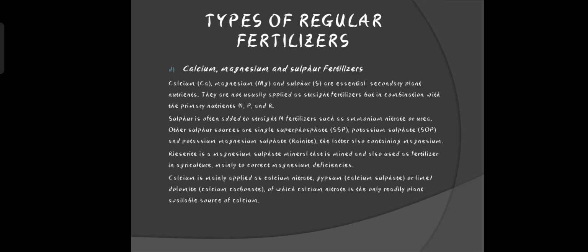Kieserite is a magnesium sulfate mineral that is mined and also used as fertilizer in agriculture, mainly to correct magnesium deficiency. Calcium is mainly applied as calcium nitrate, gypsum, calcium sulfate, or lime, dolomite, calcium carbonate, of which calcium nitrate is the only readily plant available source of calcium.